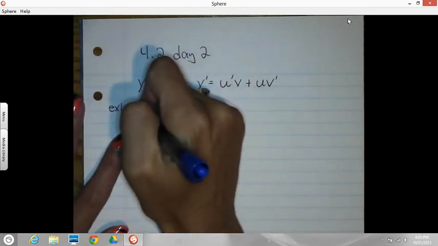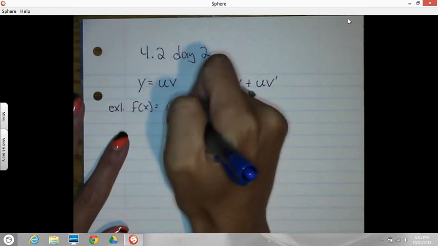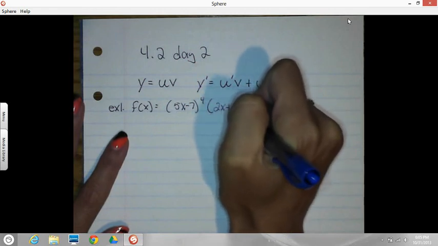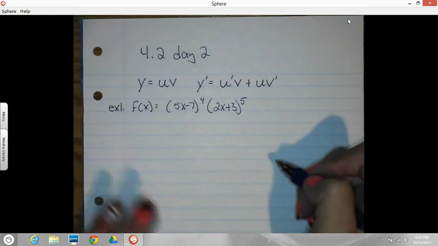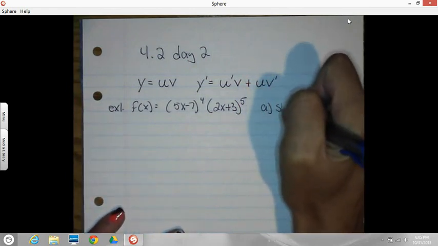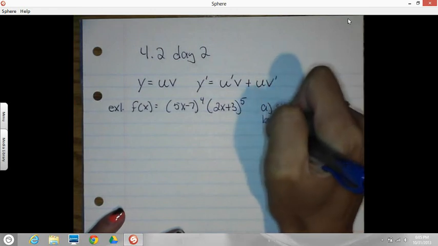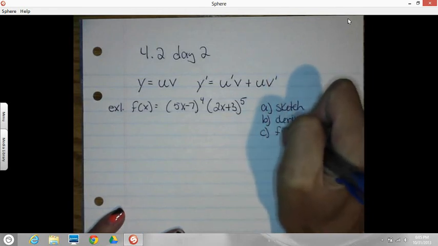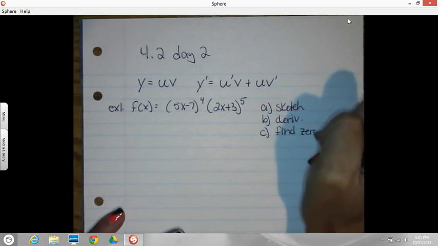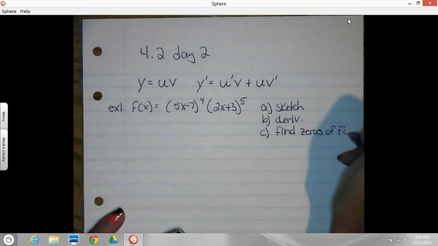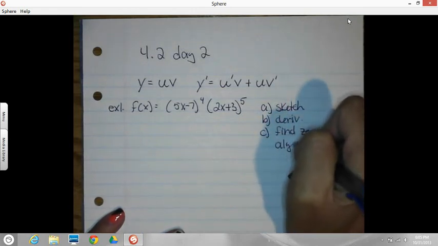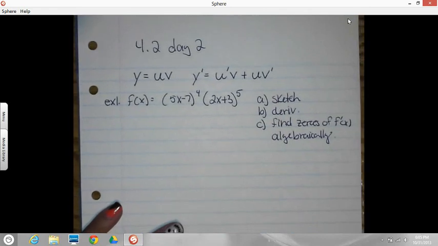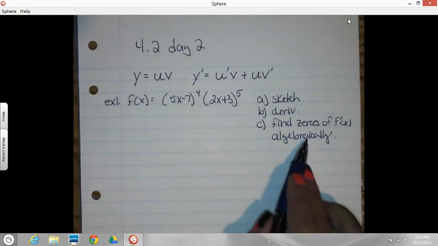Our first example is the function f of x equals (5x minus 7) to the 4th times the quantity (2x plus 3) to the 5th. And we want to do 3 things. Sketch it. Find the derivative. And find the zeros of the derivative algebraically. No graph can calculate zero. So we'll find them algebraically. And the factoring is what's going to do that for us.